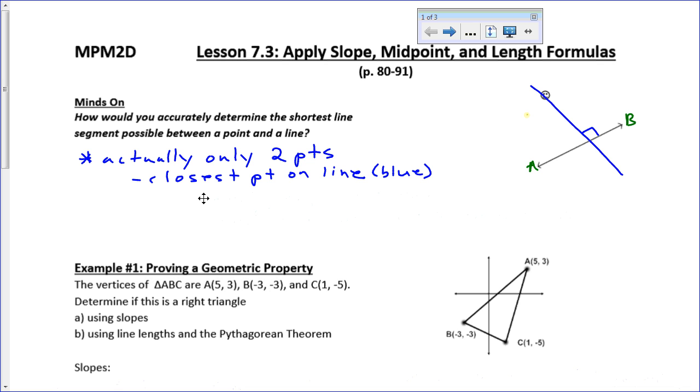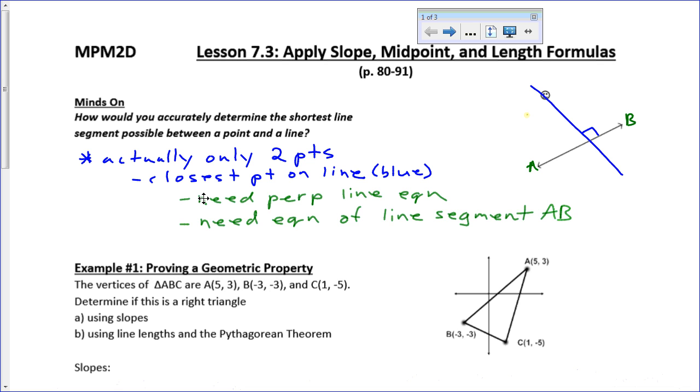Now, by doing so, what that allows us to do is take a look at the perpendicular line equation and the line segment of AB. Now, what we're going to do is use those two in order to find a shared point between them, and then use that shared point that exists on both this perpendicular line and the line AB to help us find the shortest distance between those two lines.